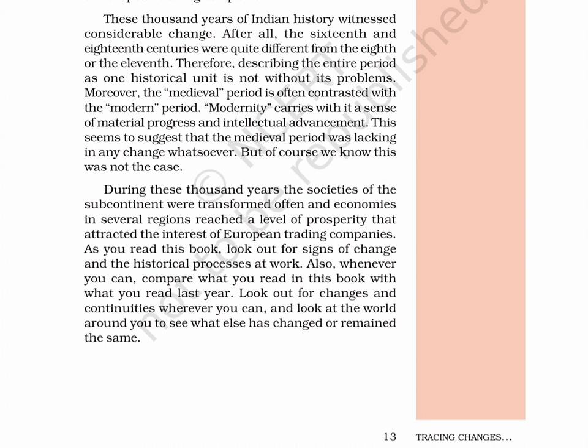During these 1,000 years, the societies of the subcontinent were transformed often, and economies in several regions reached a level of prosperity that attracted the interest of European trading companies. As you read this book, look out for signs of change and the historical processes at work. Also, whenever you can, compare what you read in this book with what you read last year. Look out for changes and continuities wherever you can. And look at the world around you to see what else has changed or remained the same.